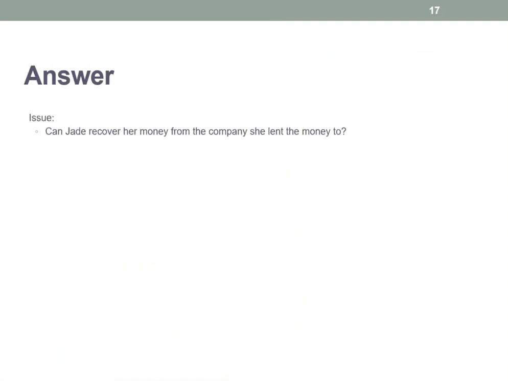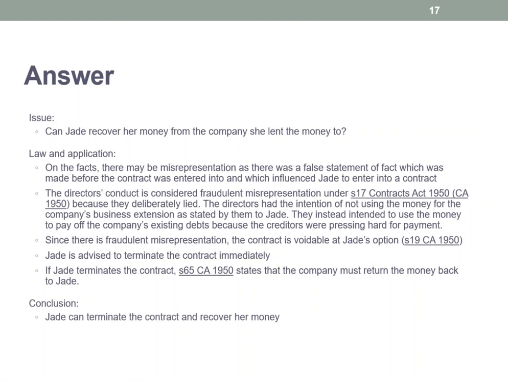So the answer is similar to the earlier question. So what you can say over here is, the issue here is, can Jade recover the money from the company she lent the money to? On the facts, there is misrepresentation because there was a false statement of fact which was made before the contract is entered into, which induced the other person to enter into a contract. Now the directors' conduct is considered to be fraud, misrepresentation under Section 17 because they purposely lied.